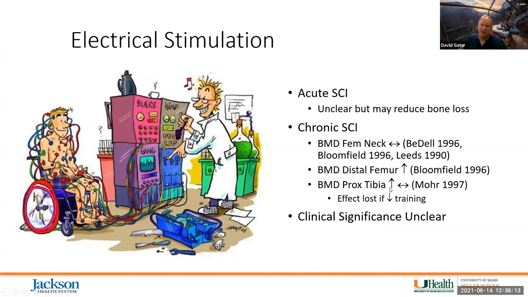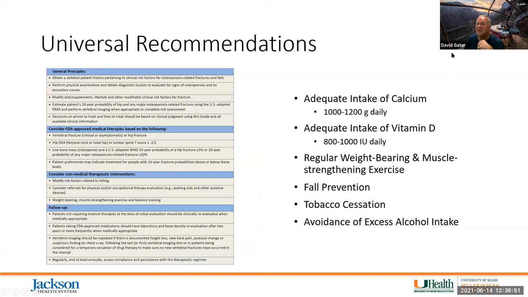Moore reported a slight increase in bone mineral density at the proximal tibia, or at least maintaining bone mineral density at the proximal tibia. But again, once they stopped training, these folks went back to fracture thresholds with regard to the lower extremities. So the clinical significance of this functional electrical stimulation, leg cycloergometry at least, remains unclear. It appears that it may be helpful, but as soon as you stop training, it's just like muscle. If you don't use it, you lose it. We need to keep looking at that.